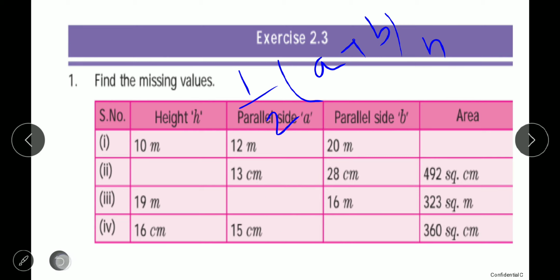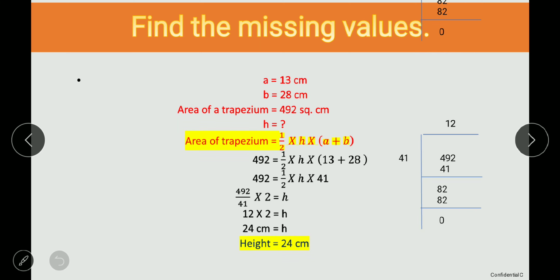And the remaining things, here missing values are given. You just try these sums. In the next video, we will share all this. See, here we have the question answers. Area A is equal to 1 by 2 into (a plus b) into h. All the values are given. Height is not given. Area is given. How to find the missing values?